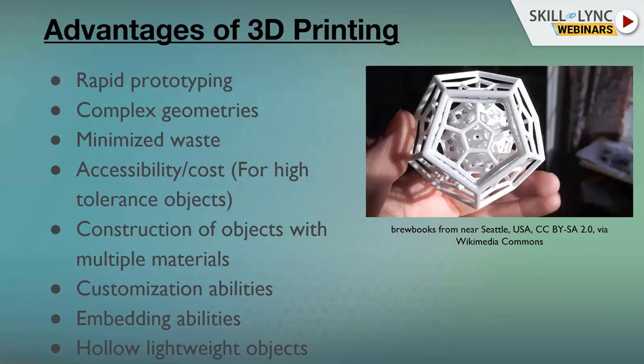You can also produce hollow and lightweight objects. For example, you can take aeroplane wings. Aeroplane wings need to be hollow, right? So there are a lot of applications and objects that can gain advantage by being hollow or being filled in a very specific way. 3D printing gives you the ability to do that. None of the other conventional processes let you do that.